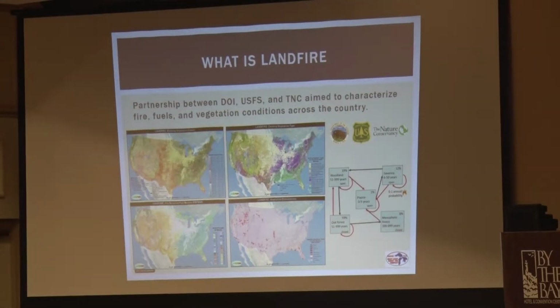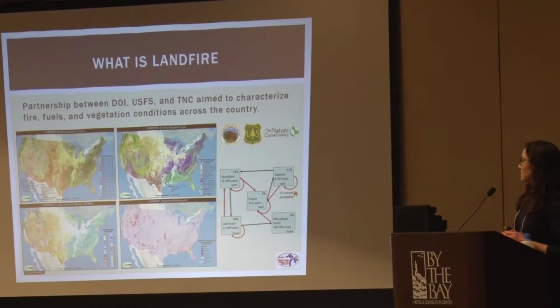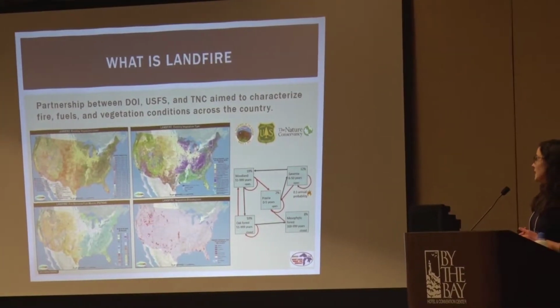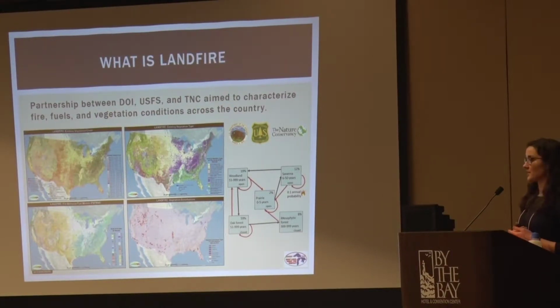I think most people in the room know what LANDFIRE is, but just in case they don't, it's a partnership between the Department of Interior, the U.S. Forest Service, and the Nature Conservancy aimed to characterize fire, fuels, and vegetation conditions across the country. Most of LANDFIRE's data products are raster data sets that look kind of like this with the 30-meter pixels like a lot of other people have been talking about today. They also produce these state transition models that can model disturbance and succession classes in an ecosystem.